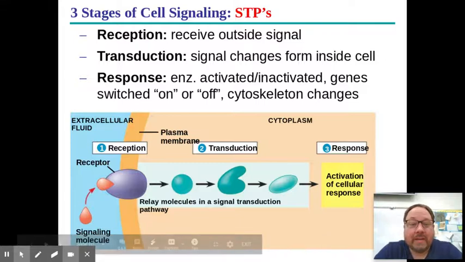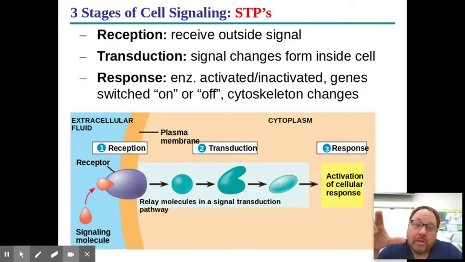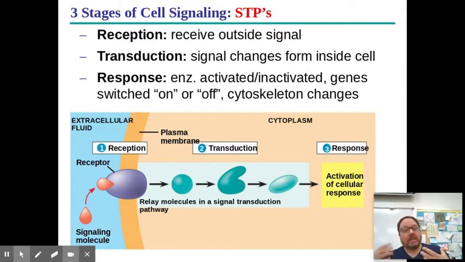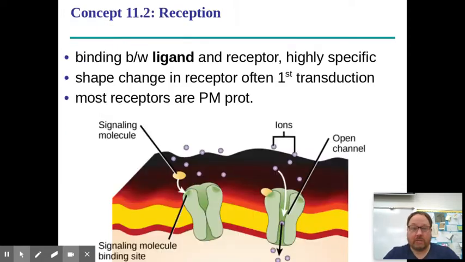Hey everyone, welcome back. In the last segment, we finished up looking at signal transduction pathways that we label as STPs here. Again, three parts to it: reception, transduction, the change in shape of molecules inside the cell, and then some sort of cellular response. What we're going to do now is look at some different signal transduction pathways.